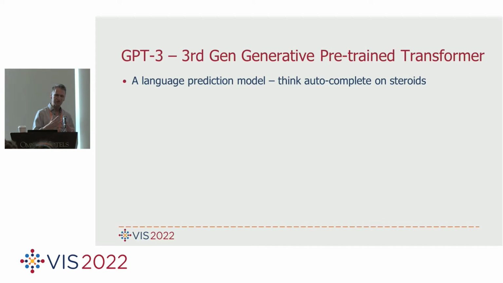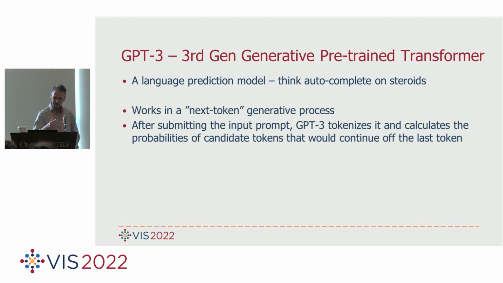It's a language prediction model. Think of it basically as autocomplete on steroids, the ultimate autocomplete. What it does really is a next token generation process. You give it something and then it tries to predict the next word based on probabilistic reasoning. From all the corpus, it tries to find the word that fits best after that, and then it puts that there, and then it predicts the next token, and so on.